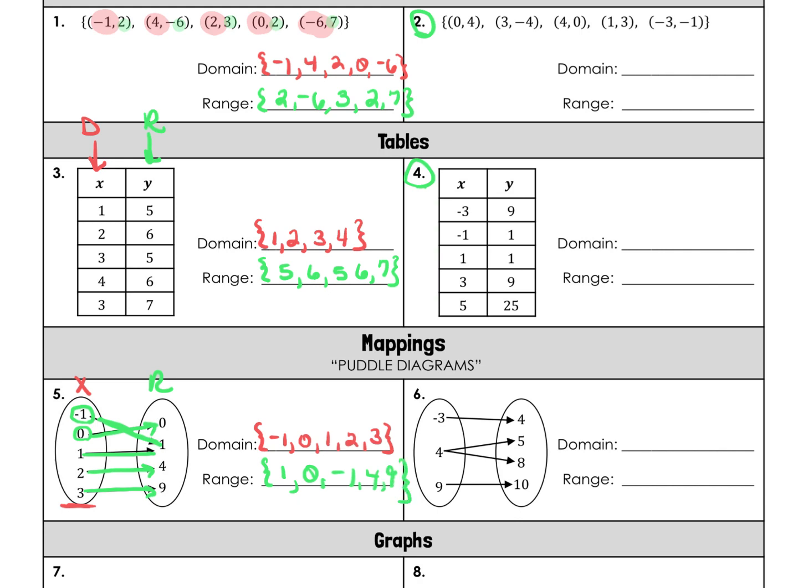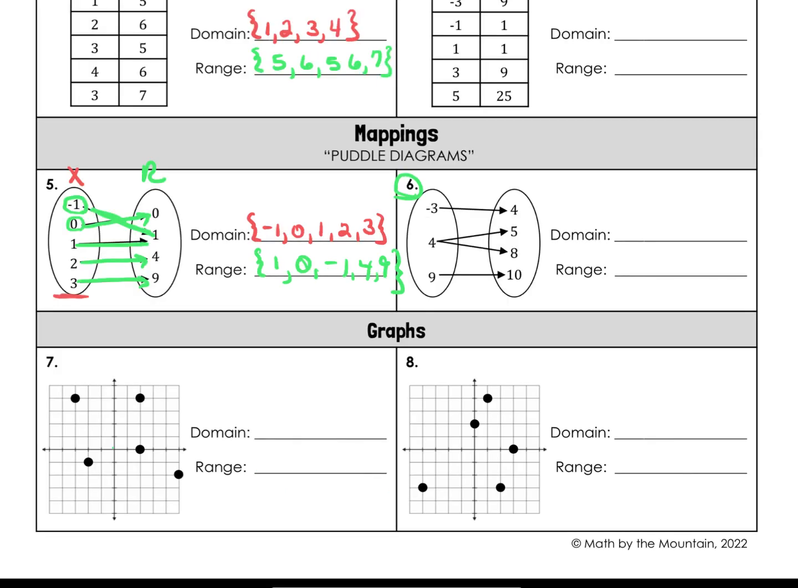And that's how you pick your domain and range out of that. And I'm going to have you do the next one on your own. Okay, to do this next part, you have to identify the points on the graph before you can get the domain and the range. So let's look at number 7.